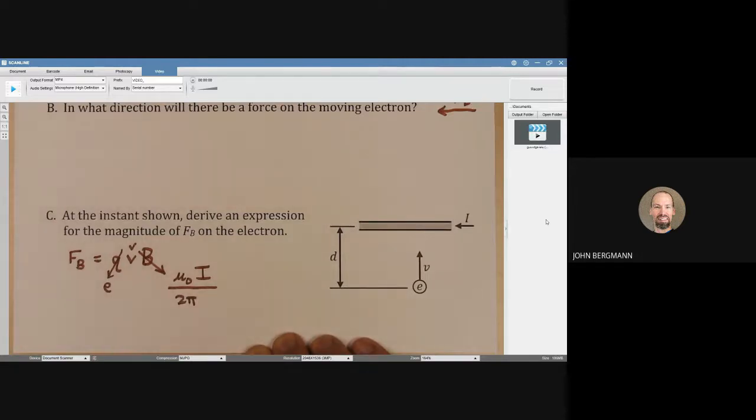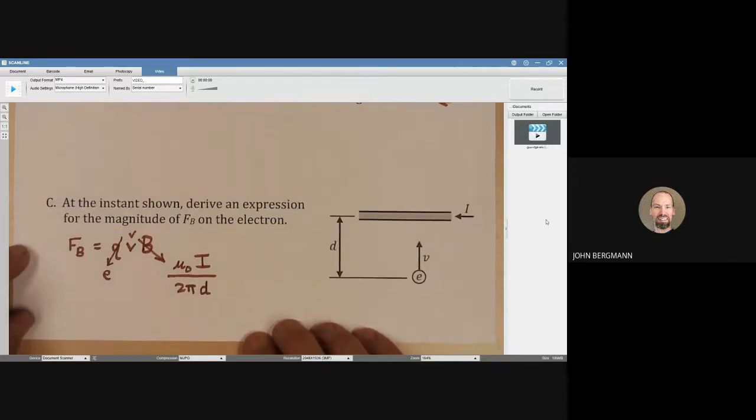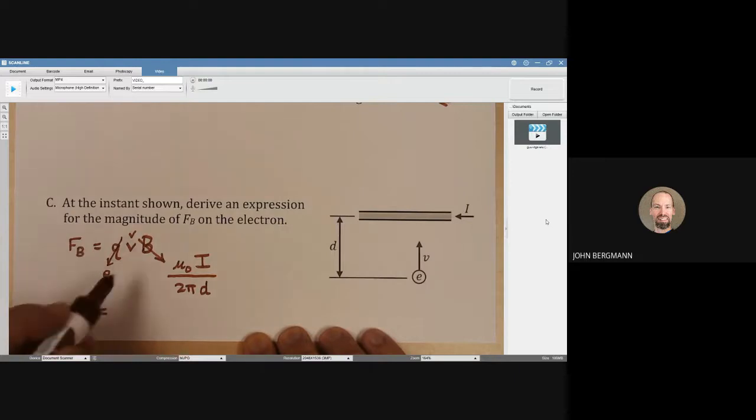Now it was r in the original equation, but here it's given as d, so that's what I'm going to write. We know d, we know I, mu naught, and pi are constants. We know E, we know V. I think that should do it right there. The magnitude of the magnetic force, which we said was directed to the left, that's what we said the direction was. I think we're going to get E, V, mu naught, I, all divided by 2 pi d.